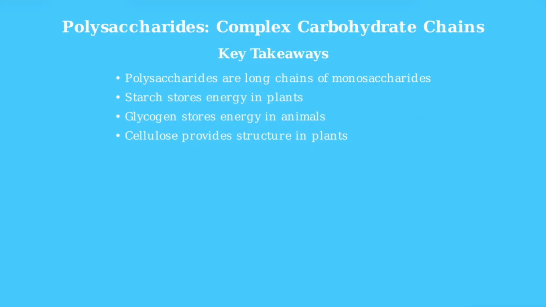To wrap up polysaccharides, these are complex chains of simple sugars. Starch helps plants store energy, glycogen does the same for animals, and cellulose gives plants their tough structure. The type of glycosidic bond determines how these molecules function in living organisms.